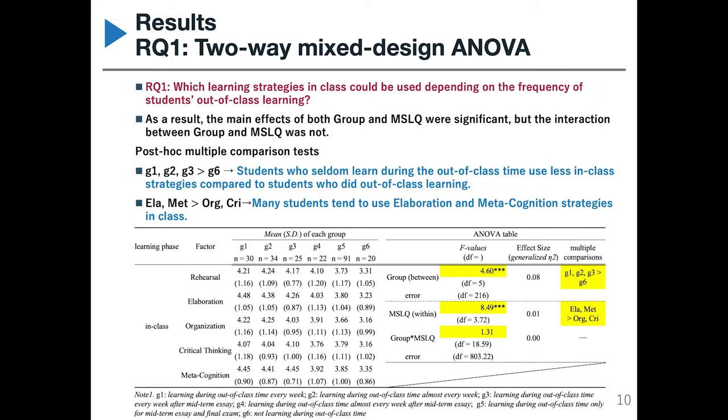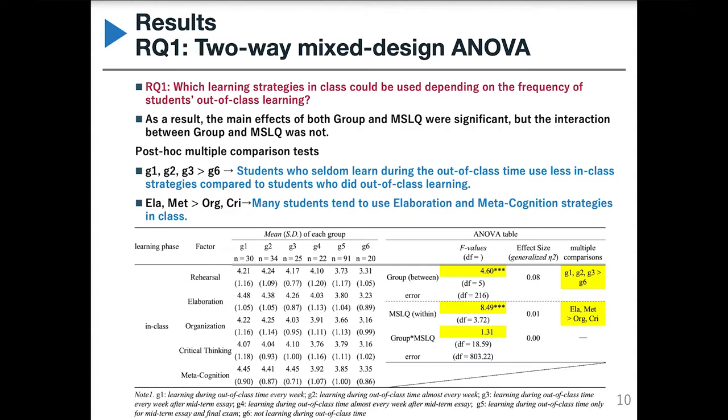Next, I'll talk about results to investigate the first research question. Which learning strategies in class could be used depending on the frequency of student out-of-class learning? We conducted a two-way mixed-design ANOVA. We set the group of the frequency of students' out-of-class learning as the independent variable and in-class learning strategies as the dependent variable. As a result, the main effects of both group and MSLQ were significant, but the interaction between group and MSLQ was not. We then conducted post hoc multiple comparison tests with Holm's method.